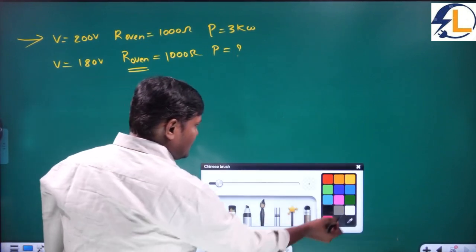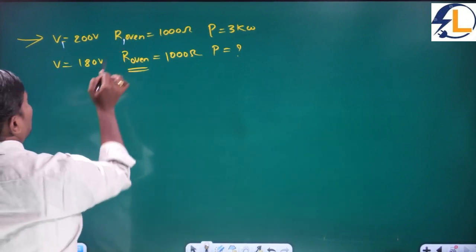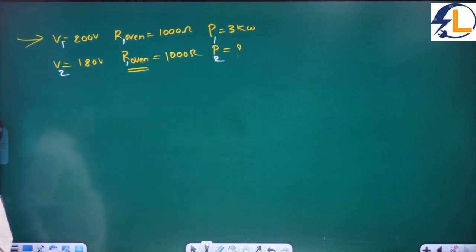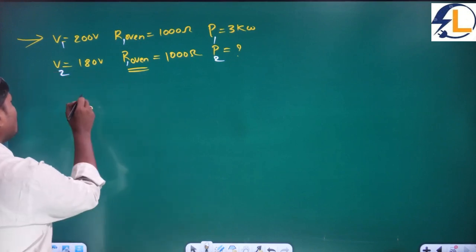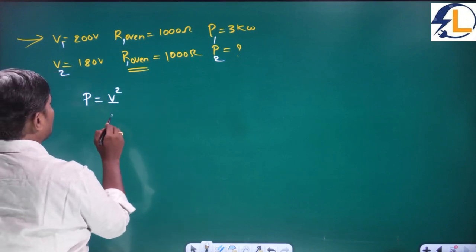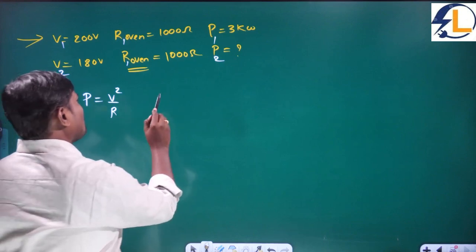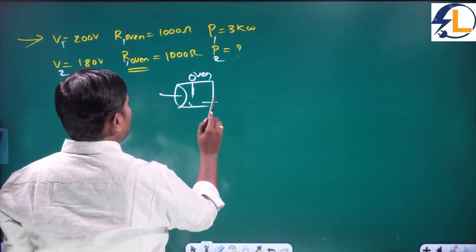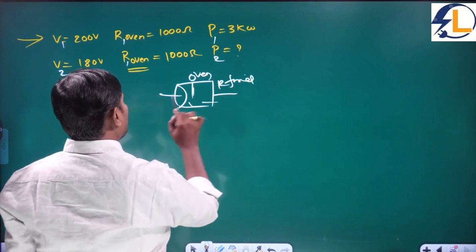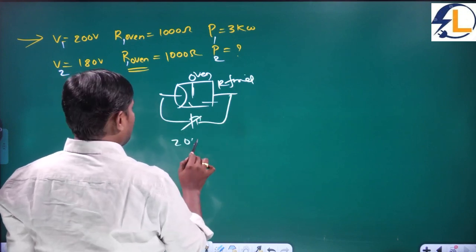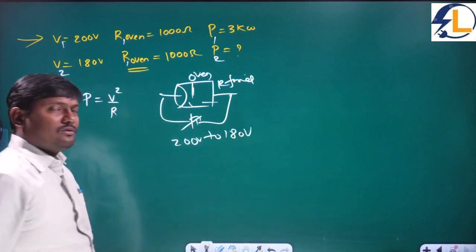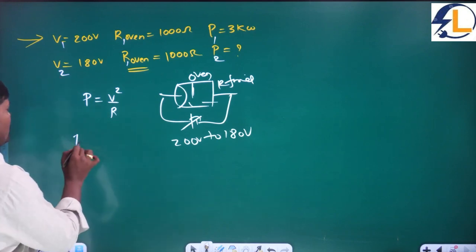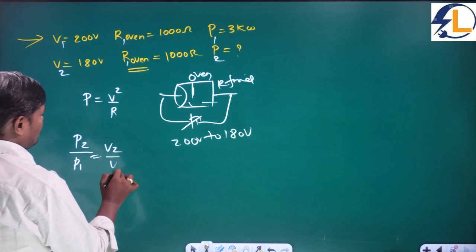This is a small question only. Let us say this is V1, R1 and this is also R1, both are same, V2, and this is P2 and P1. Is there any relationship between the power and voltage? Power is equal to V square by R. If you take an oven, the oven resistance is fixed here. You are applying a voltage source from 200 volts to 180 volts, you are decreasing this voltage. So P2 by P1 is equal to V2 by V1 whole square.